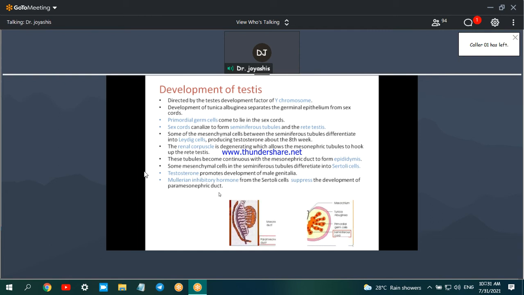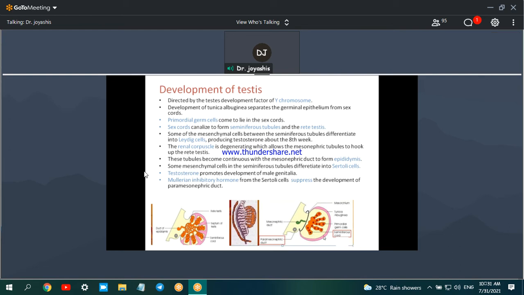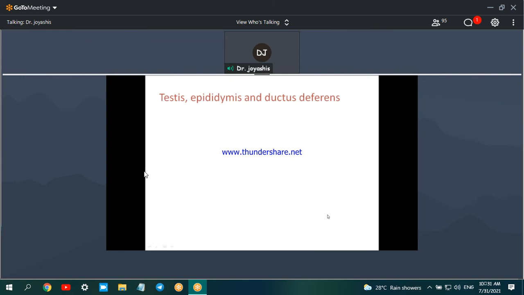This is the testis. These are the seminiferous cords. This is the paramesonephric duct. These are the seminiferous cords, and these are the primordial germ cells. This is the thick tunica albuginea.